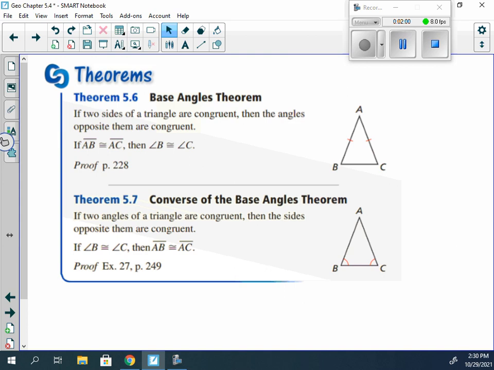Now, the converse of this is true. If two angles of a triangle are congruent, then the opposite sides are congruent as well. So if I have two angles in a triangle that are congruent, the sides opposite those angles will be congruent as well. If we have two sides in a triangle that are congruent, the angles opposite them will be congruent. Questions on this here?